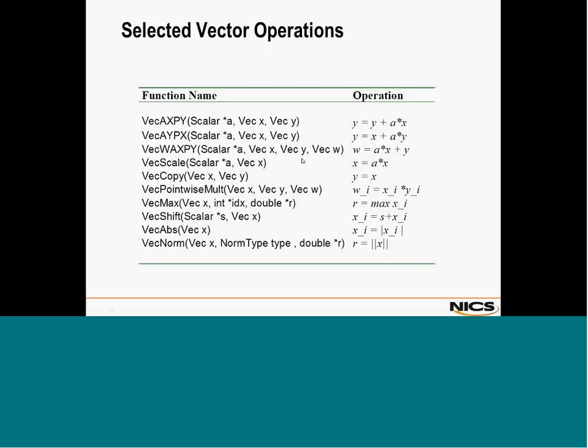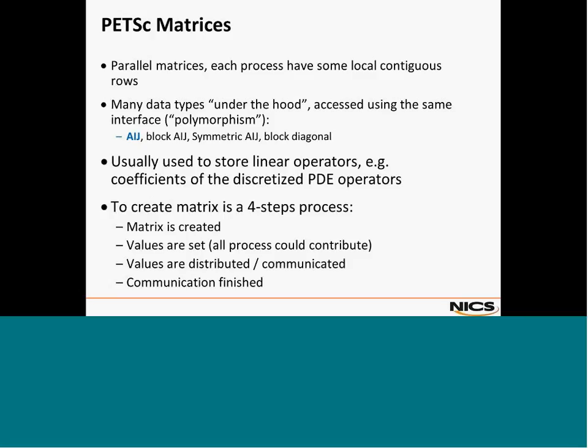Also, PETSc has matrices, where you have a matrix distributed across different processes. In a parallel matrix, each process has some local contiguous rows, and the matrix types are accessed using the same interface. So this is polymorphism in PETSc.